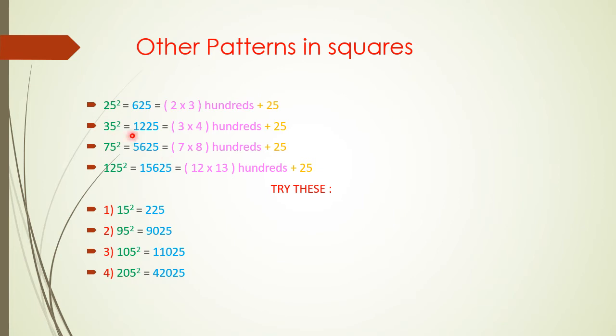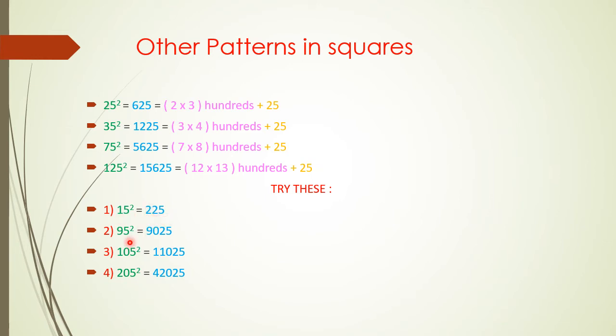Okay children, now we have to do these questions. It is given in the textbook and try this. Okay, so just let us try these answers. 15 square. So here children, 5 square you are writing as 25. And here 1 coming down, 1 into 2, 2. So we get the answer 225.